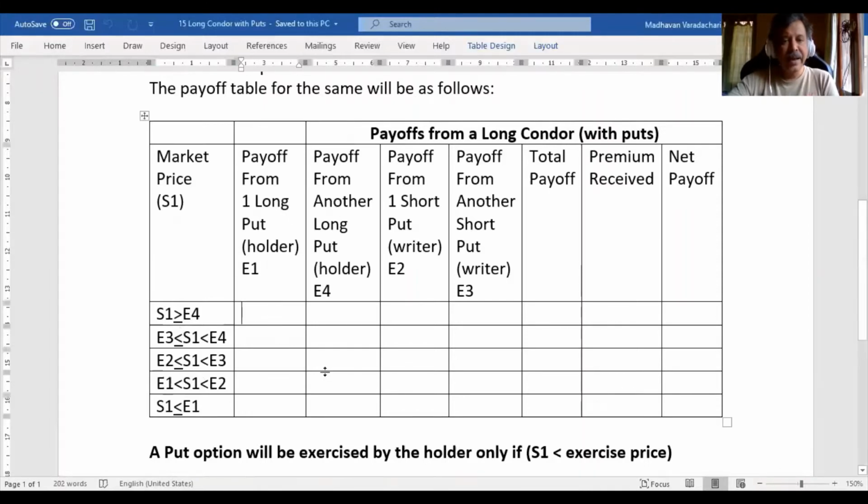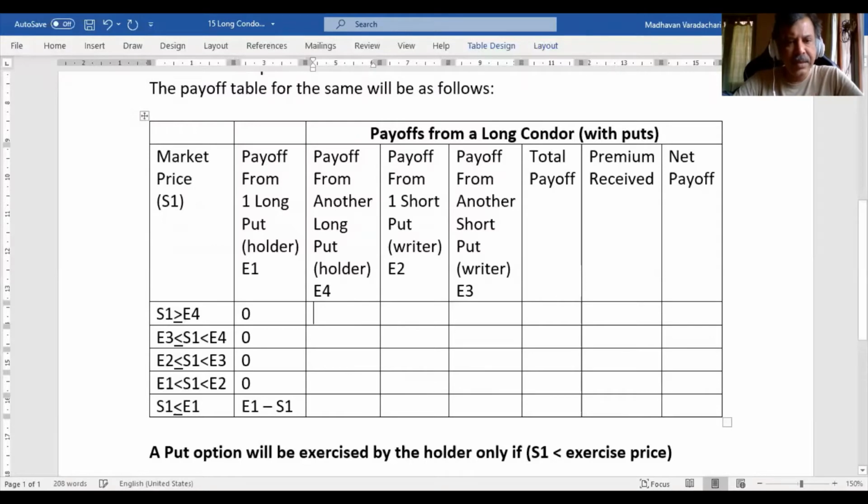So the first thing is, I am the holder and I'm holding one long put, so I'm having a put option. Market price is larger than the largest exercise price, so I won't exercise. Market price is larger than E3, and since E3 is larger than E1, I won't exercise. Market price is larger than E2, since E2 is larger than E1, I won't exercise. Market price is larger than my exercise price E1, I won't exercise. Market price lesser than E1, I will exercise here. My margin will be E1 minus S1.